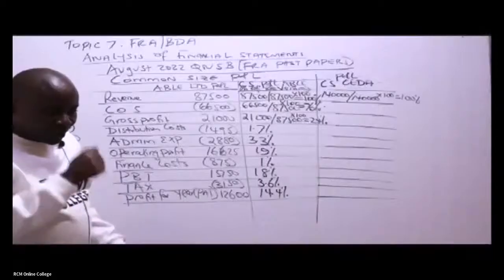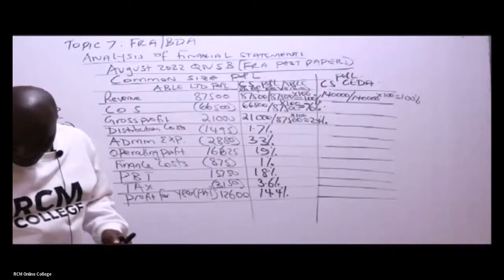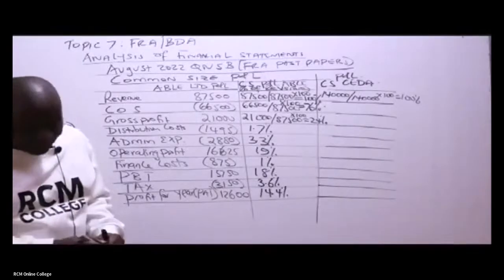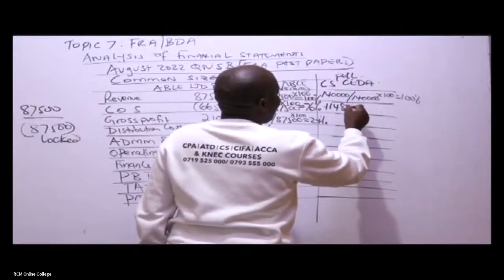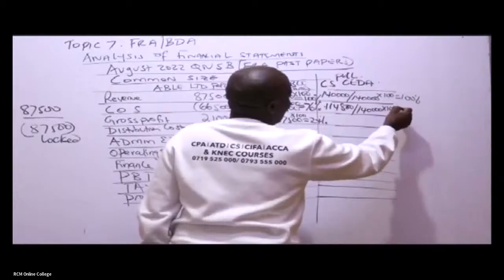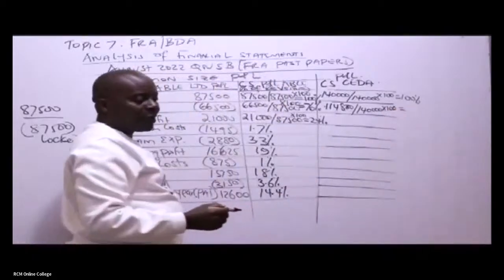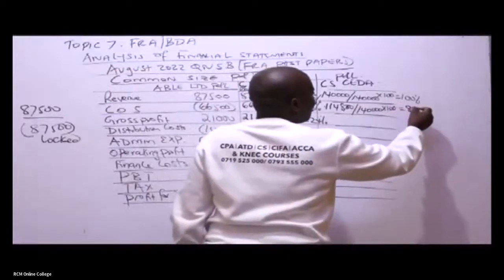So Farrell, I don't know where you got 82 from, or are you giving me the second one? The second one, I can see the cost of sales, 114,800. So 114,800 divided by 140,000 times 100, 82%. Thank you so much.